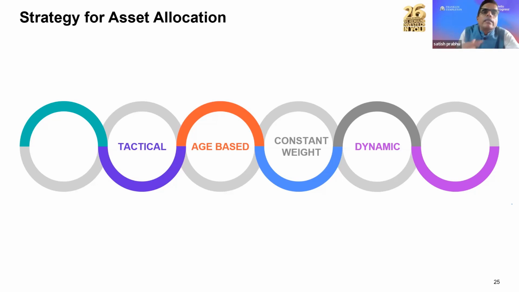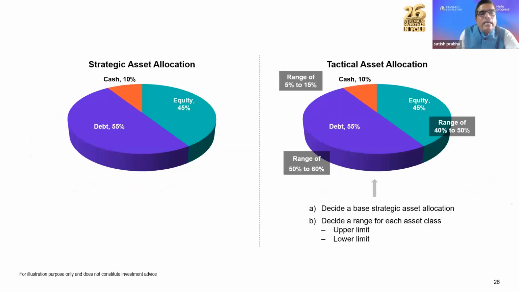Now we look at two other methods of asset allocation. One is a tactical allocation and one is a dynamic asset allocation. Now, a typical strategic asset allocation or a static allocation is what you see on the left side of your screen, where equity is 45, debt is 55, and the rest is in cash. I think there's a calculation error there, but it should have been equity 45, debt 45, and cash 10%. But this is how a static allocation works.